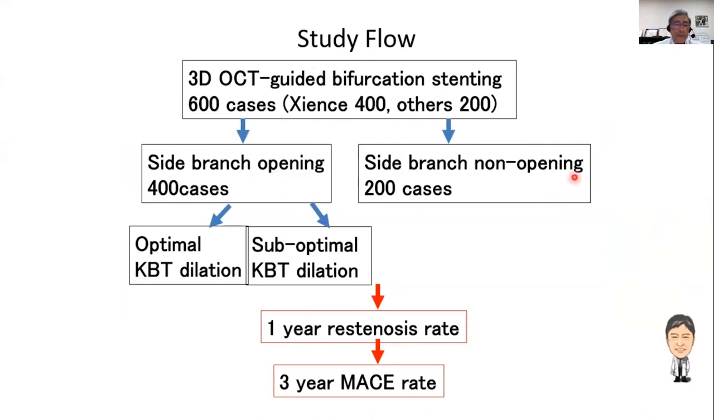Study flow is 3D OCT guided bifurcation stenting, 600 cases, Giant 400, and other stents 200. And we compare 3 groups: side branch opening with optimal KVT dilation, and suboptimal KVT dilation. And the other group is stent side branch non-opening. We compare these 3 groups for 1-year restenosis rate and 3-year MACE rate.